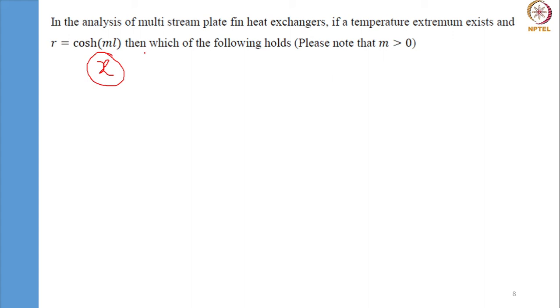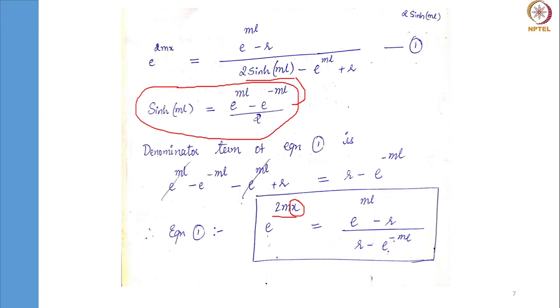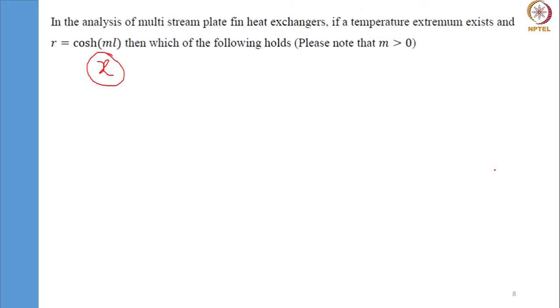Because temperature extremum already exists, you can start from this point already. E power 2 mx equals e power ml minus r by r minus e power minus ml. That case is already given to us, and the value of r is also given. I am interested in finding x.